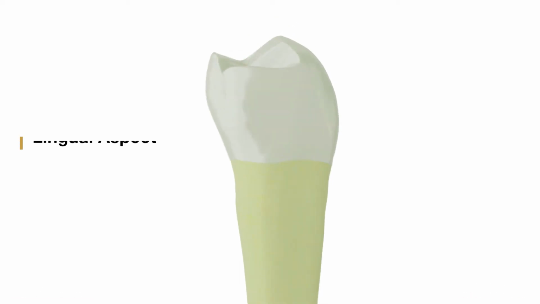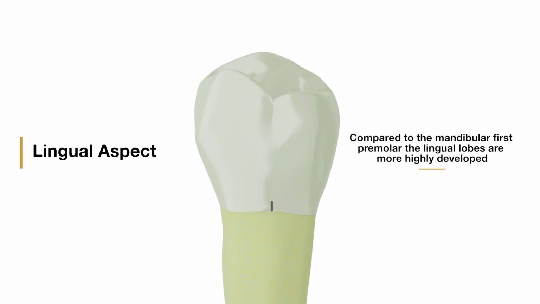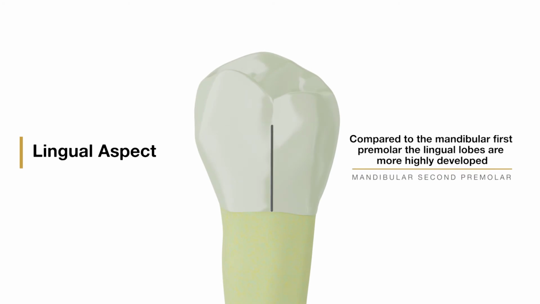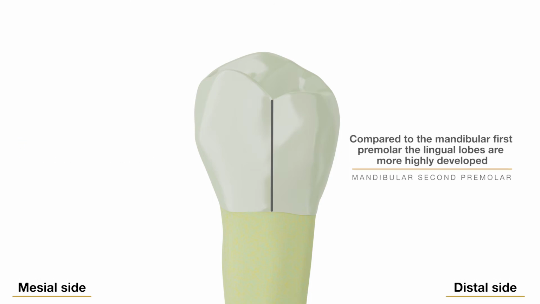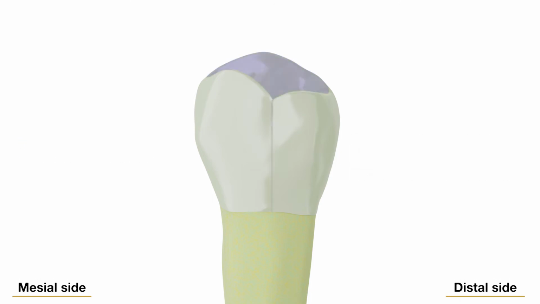Now let us move on to the lingual aspect. Compared to the mandibular first premolar, the lingual lobes are more highly developed, which makes the lingual cusp or cusps, depending on the type, longer, and as a result, less of the occlusal surface is seen from this aspect. Both the lingual cusp and buccal cusp can be seen from this aspect.